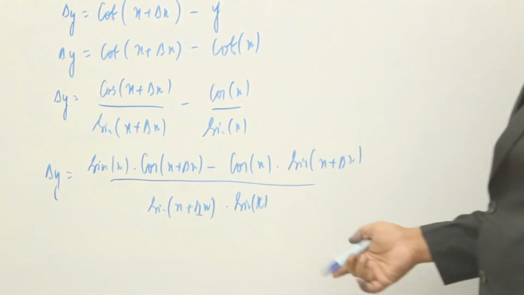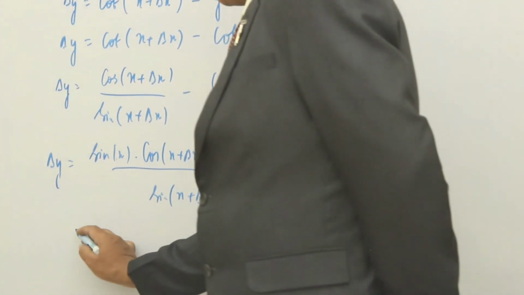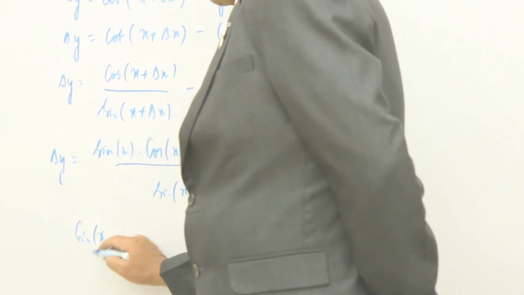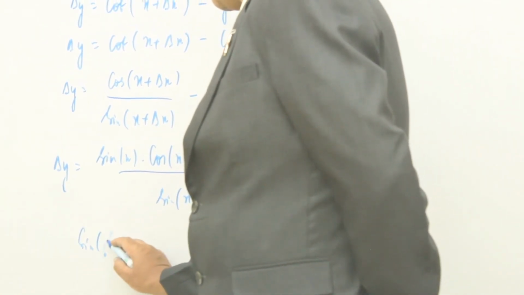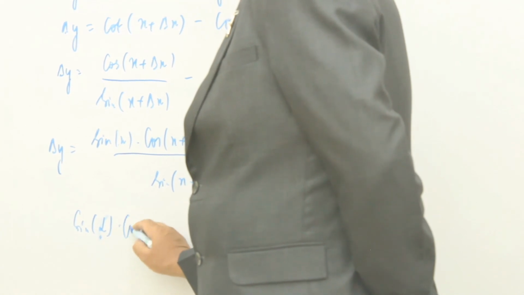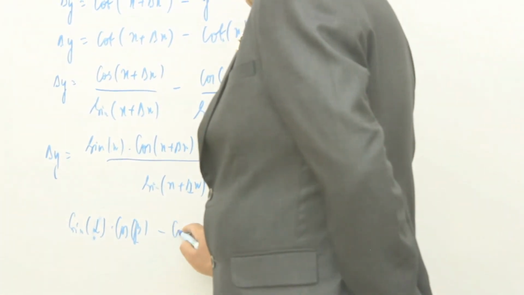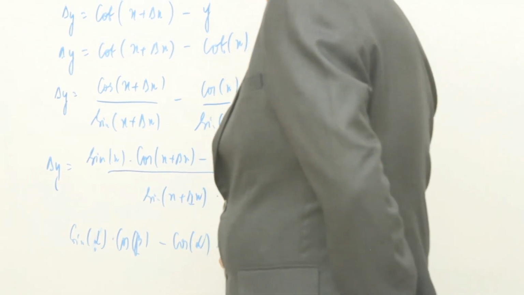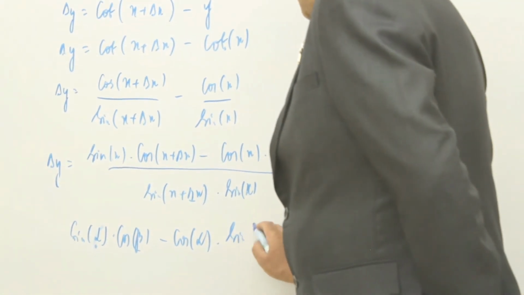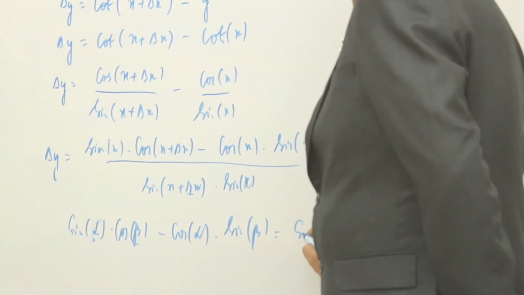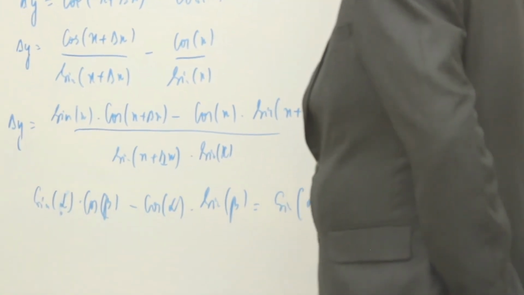Dividing this, we also know by this formula, sin alpha into cos beta minus cos alpha into sin beta is equal to sin of alpha minus beta.